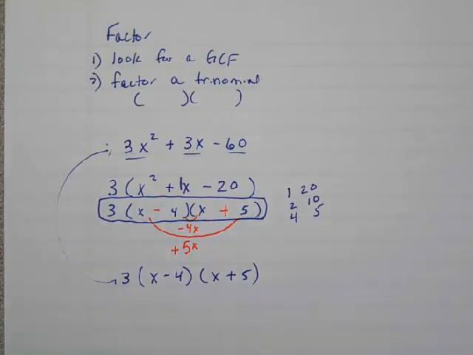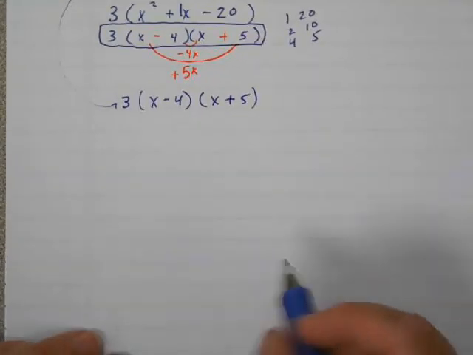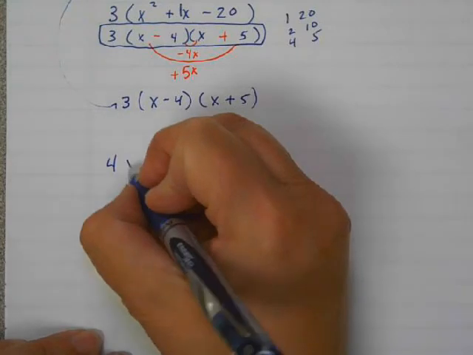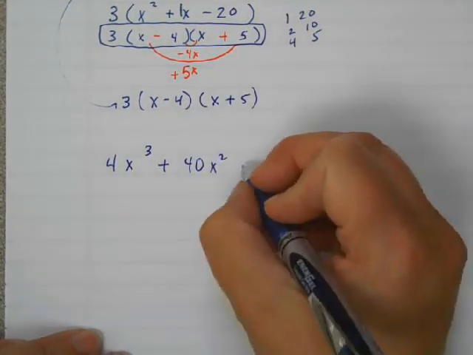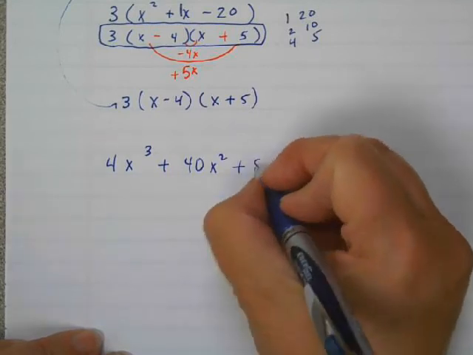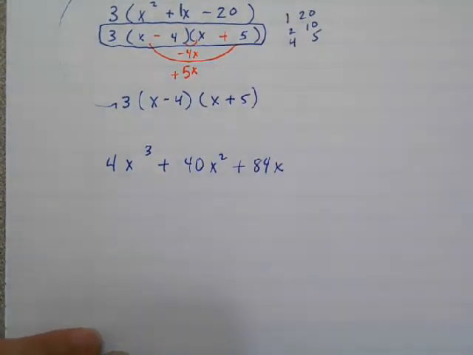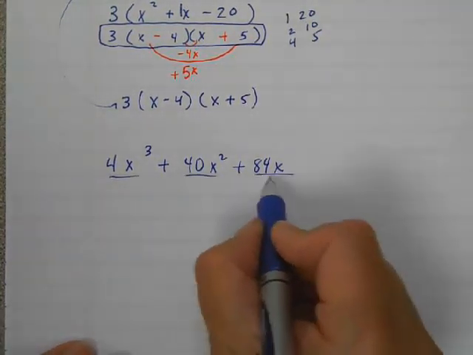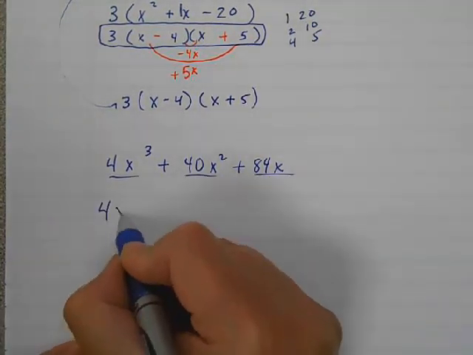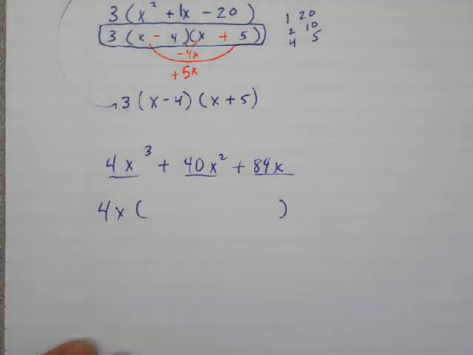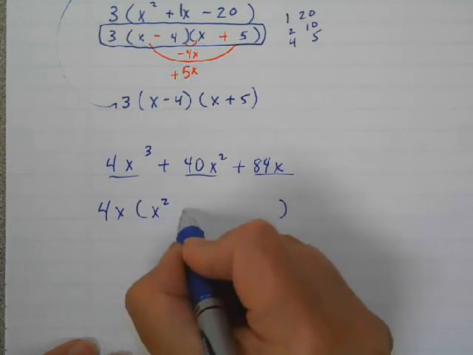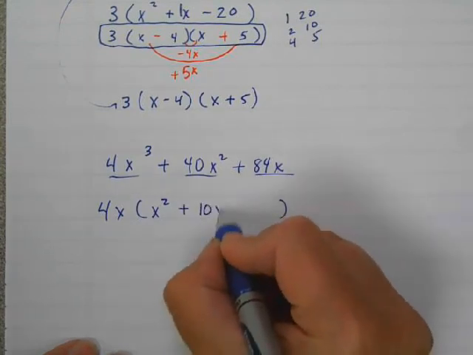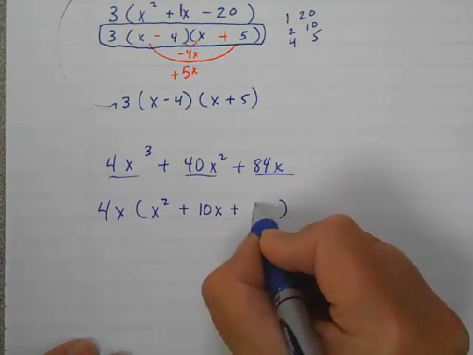Let's do one more like that one: 4x cubed plus 40x squared plus 84x. I'm going to start by looking for a common factor. Is there something they all have in common? Yep, they all have a 4 and they all have an x. So I'm going to start by factoring that out. What's left here is x squared, 10x, and 21.